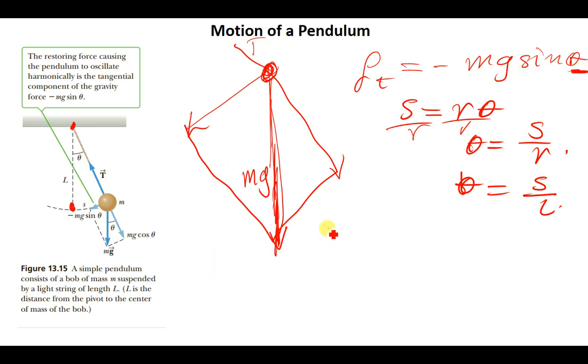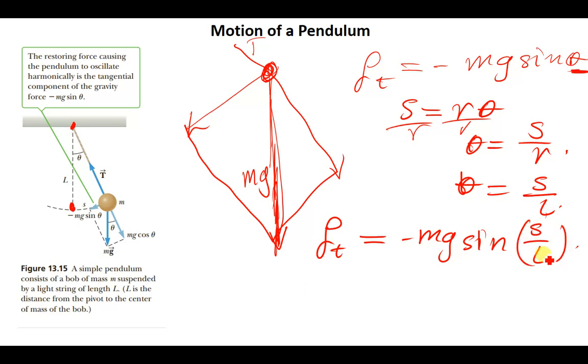Hence, we'll have something like this. So the tangential force is simply equal to negative mg sine S over L. So this is what we're going to have. So you need to master all these formulas. You need to know how to derive them, rather.